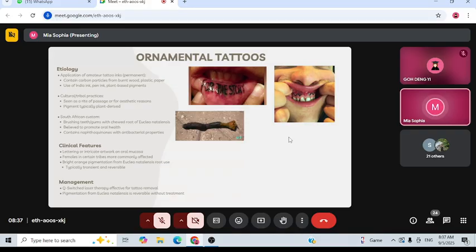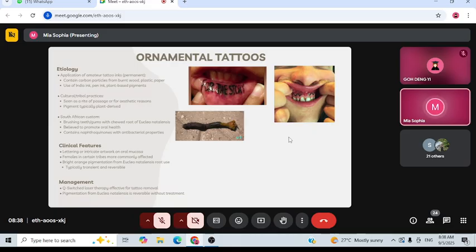In some cultural settings, especially within tribal communities, these tattoos can symbolize rites of passage. A unique example is a South African custom where individuals brush their gums with the chewed root of Euclea natalensis. This practice is believed to promote the oral health, and the plant's naphthoquinones are known to have antibacterial properties.